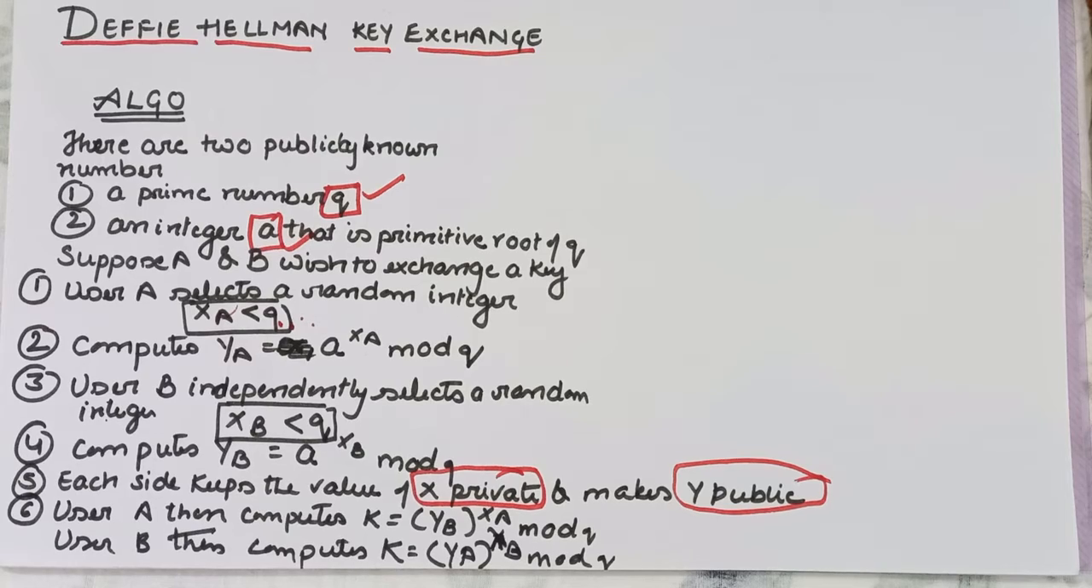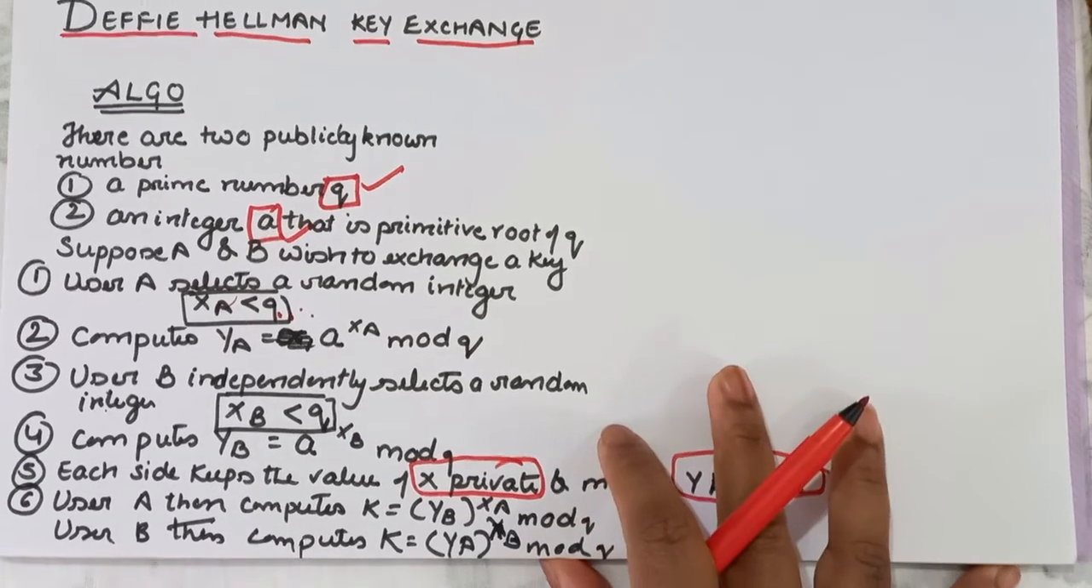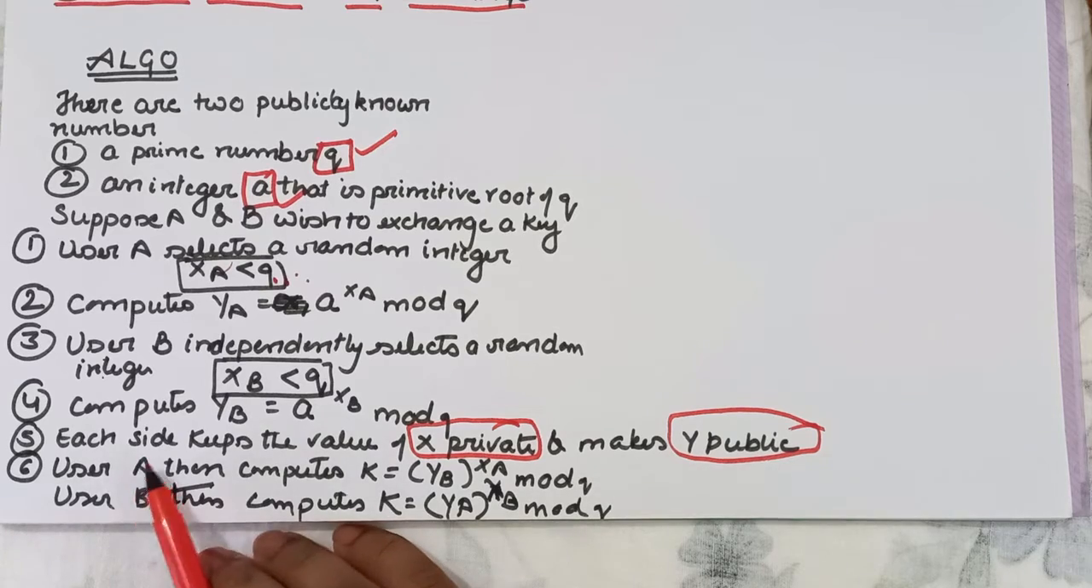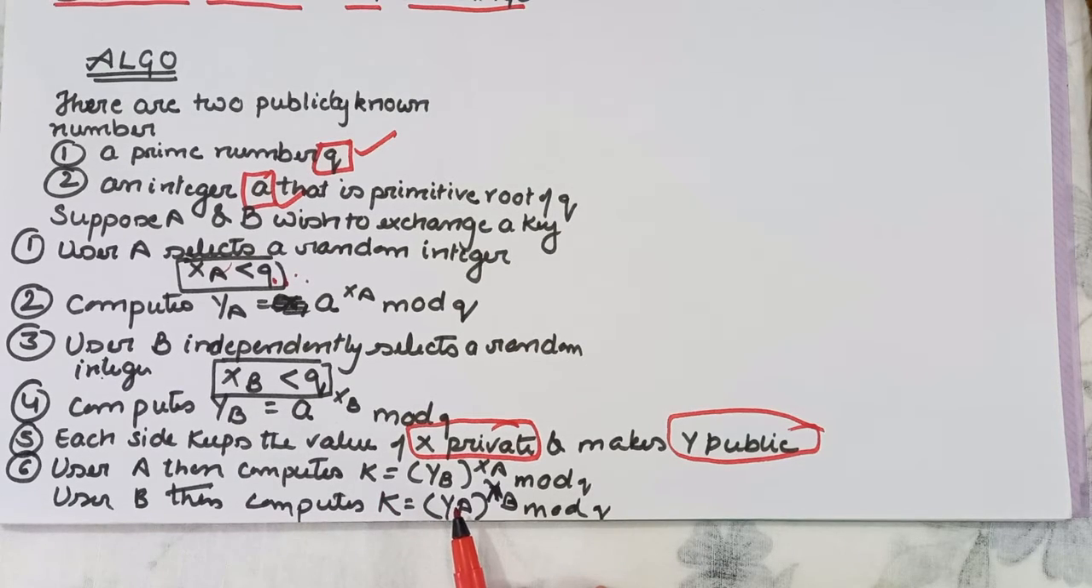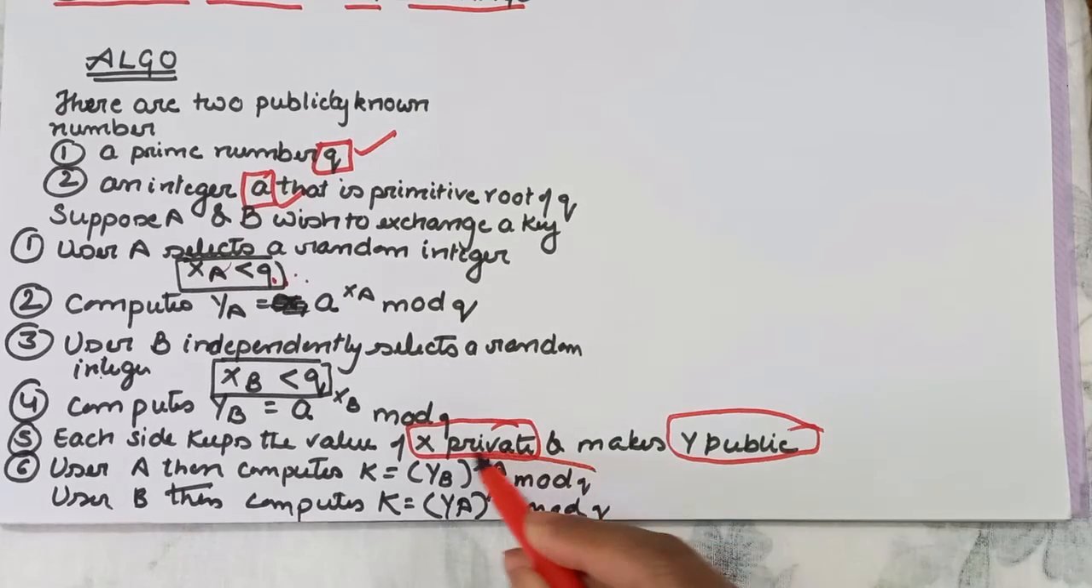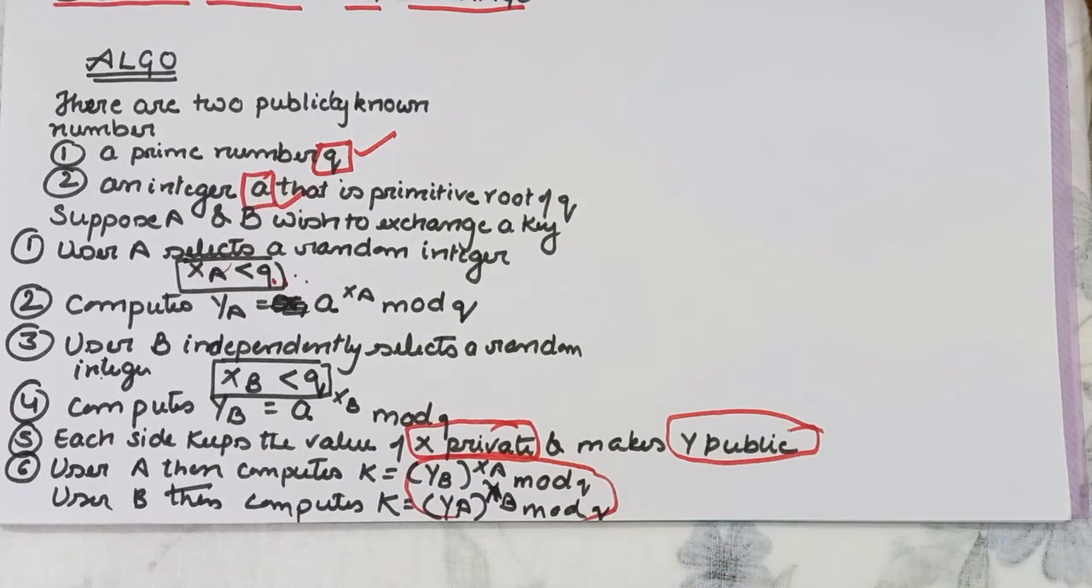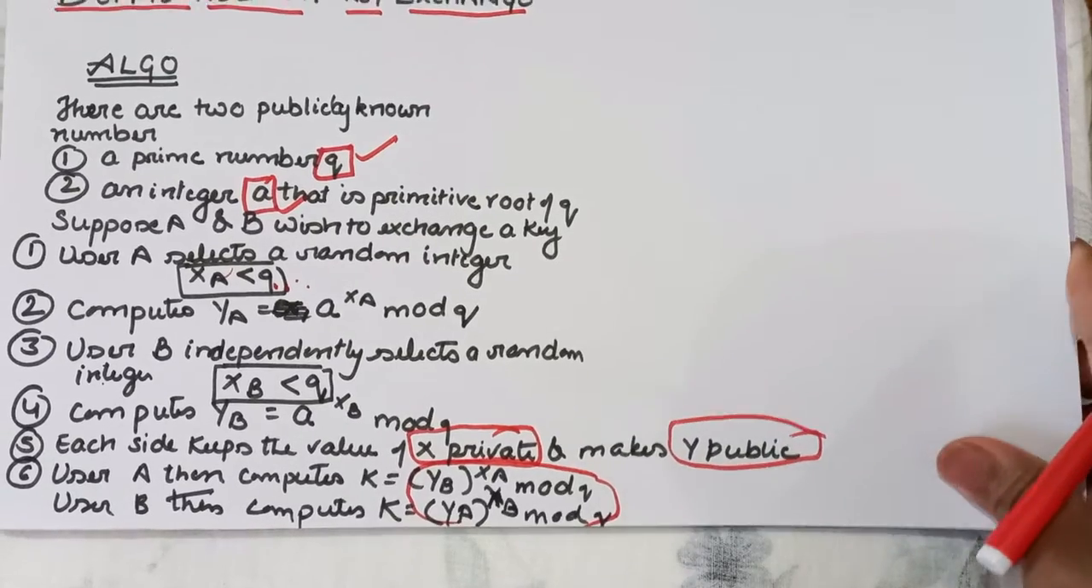So moving forward, how will they be sharing the key? After doing this, each user computes a k value. A computes k equal to yb to the power xa mod q, and then b computes k equal to ya to the power xb mod q, right? So this is how the key value is going to be computed. Now remember, both these values are the same. How are both these values the same?